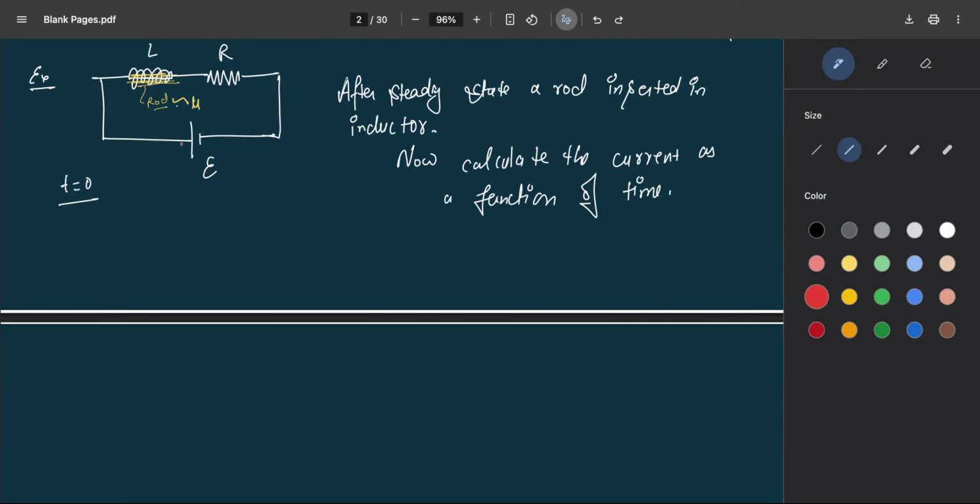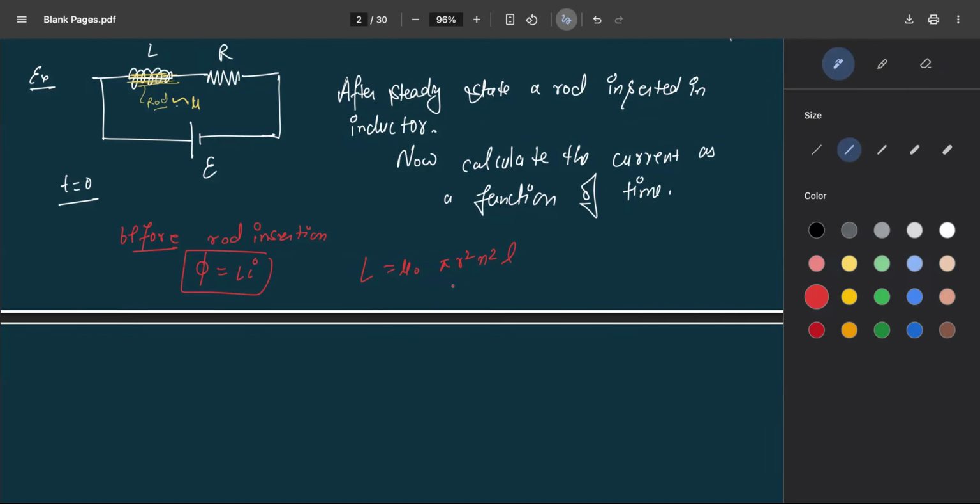So assume that before rod insertion, if I ask what is the flux, it is L times I, we are very clear. What is the value of L? L is mu naught, pi r square, number of turns square, and length, something like this. Sorry, current should not be there. So this is the value.